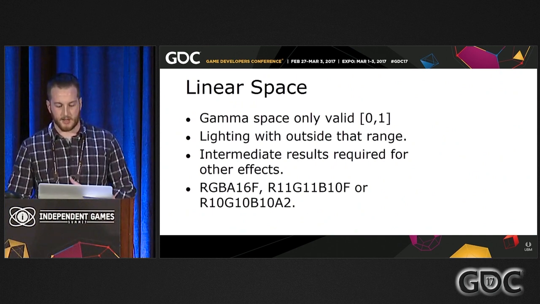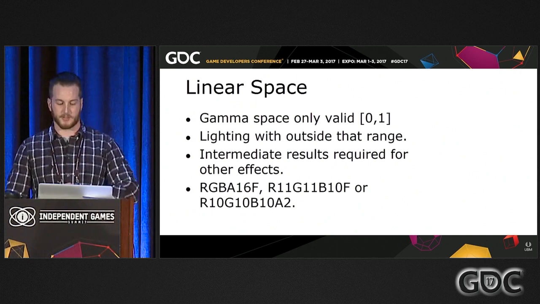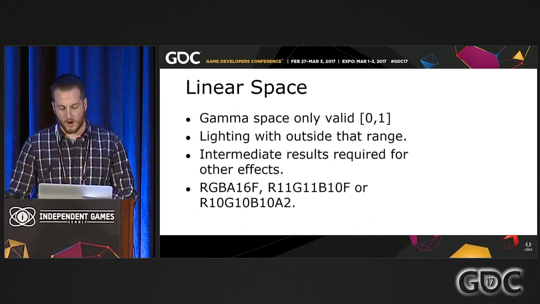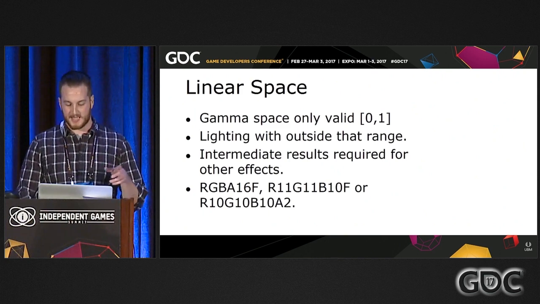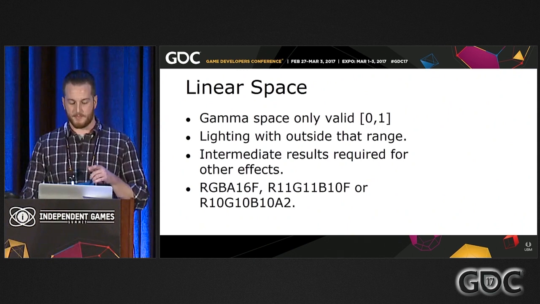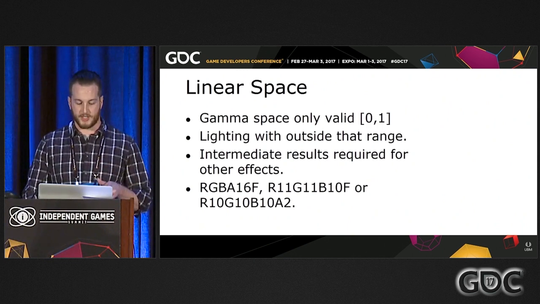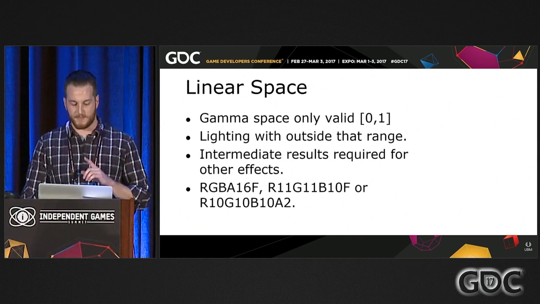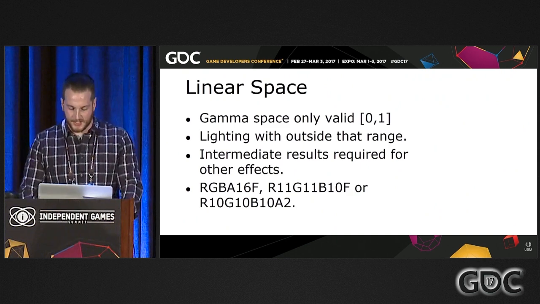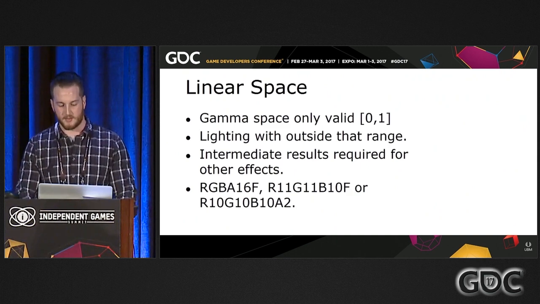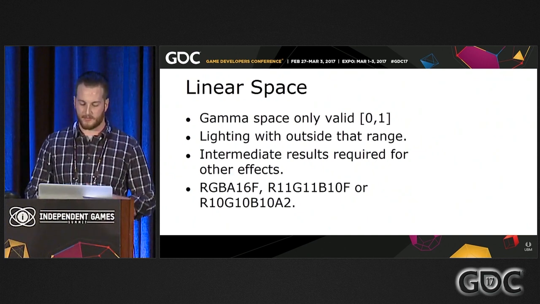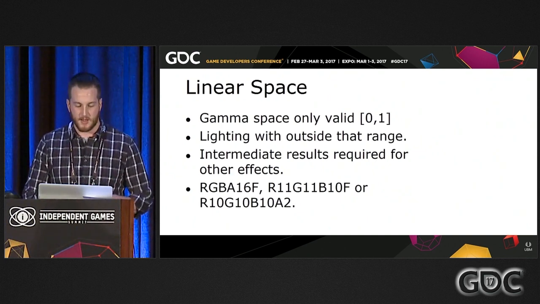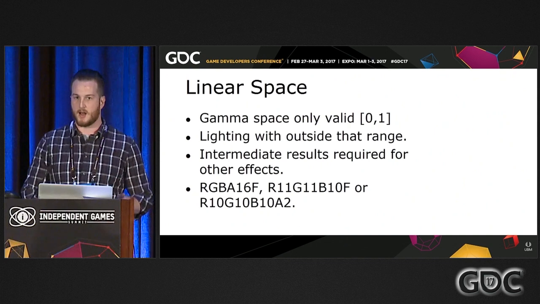And the types of render targets or texture buffers that you're going to be using to do that are RGBA 16F, R11 G11 B10F, or R10 G10 B10 A2. The one that we used primarily in Below was R11 G11 B10F, because we found that that had the best.